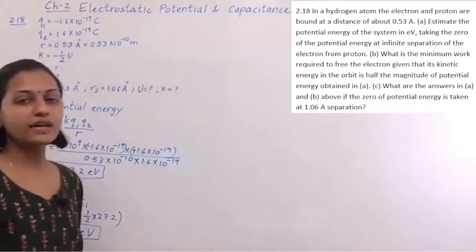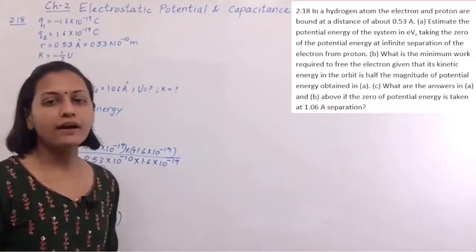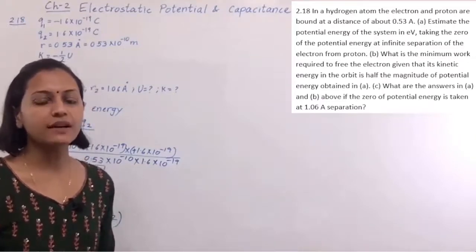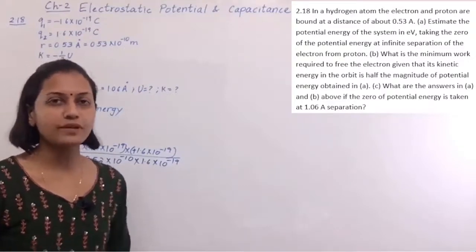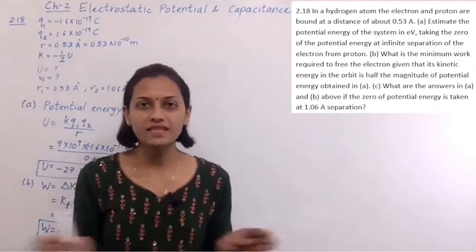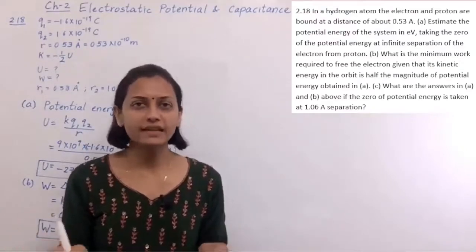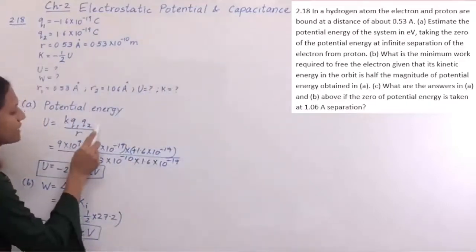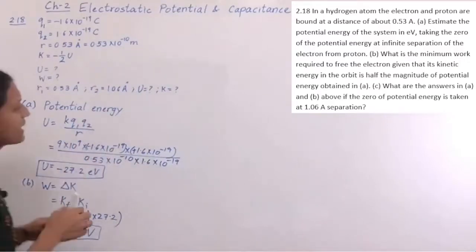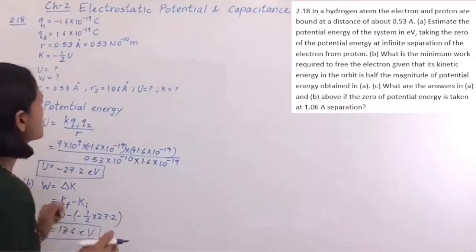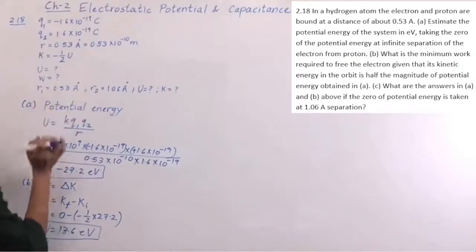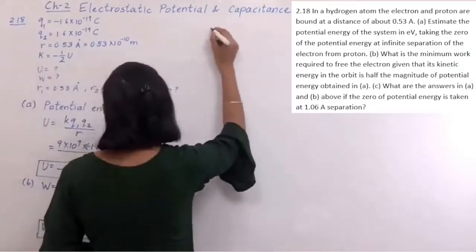Further, it has been asked, what are the answers in A and B above, if the zero of potential energy is taken at 1.06 angstrom separation. Initially, it had been said that the zero potential should be taken when the separation between them is infinite. There we had written U2 minus U1, where one part will be 0, right? But here we will have to take the difference of both the potential energies, the difference of potentials at this distance and at this distance.